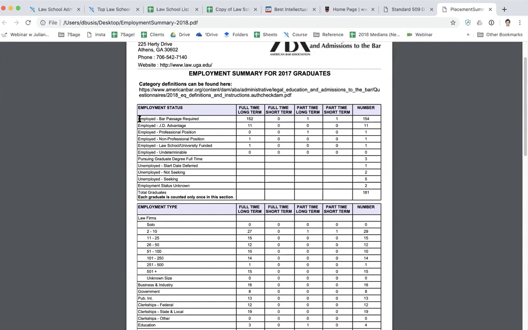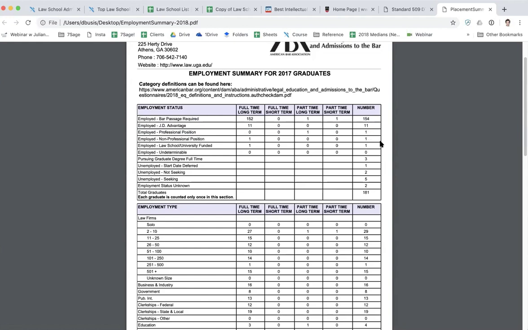The next one is JD Advantage. JD Advantage is where the job description says that having a JD is an advantage, and it's still full-time. The one that comes to mind is working in law school admissions. That is a JD Advantage position, since having been to law school is one of the preferred qualifications. When you look at the numbers, you'll see 154 in bar passage required, 11 JD Advantage.